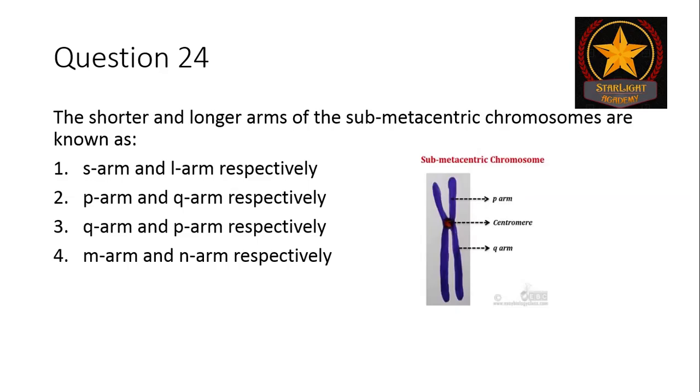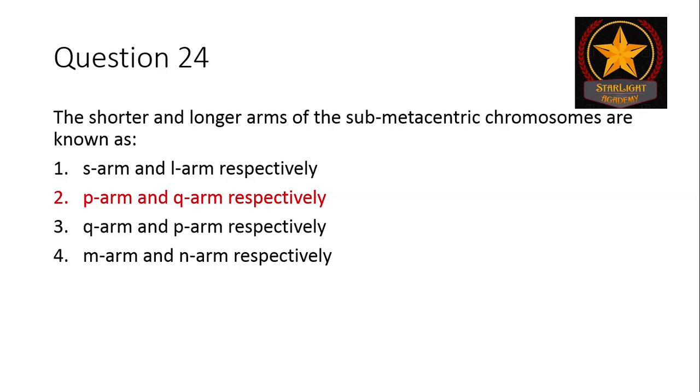The shorter arm is known as the P arm, while the longer arm is the Q arm. The P arm and Q arm, therefore the answer is P arm and Q arm respectively.